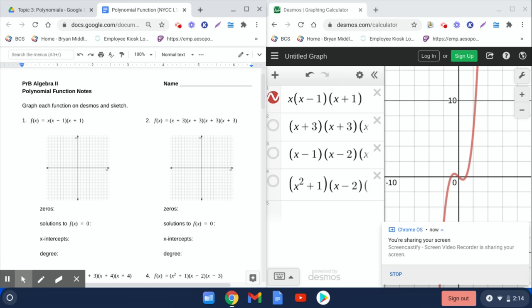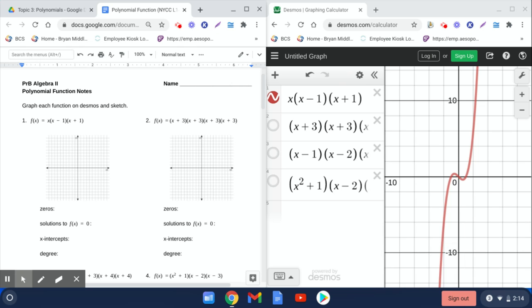Today we're going to look at some different graphs of polynomials, and we're going to start by looking at these on Desmos. So this first problem here, x minus 1, x plus 1, the first thing we want to do is graph it on Desmos, which you can see I've got here up on the other screen.